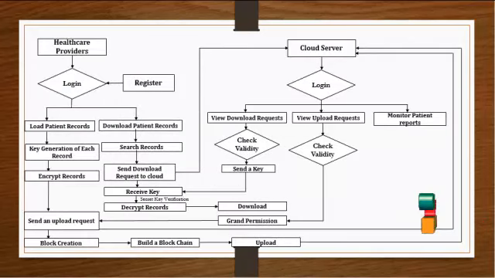Now we are going to see the flow of the project. In this there are two main things, one is healthcare provider and the other is the cloud server. The healthcare provider has the permission to upload and download the files. Healthcare provider registers and logs into the process and loads the patient record. Before loading they have to encrypt the record, so they generate the key for encryption and then encrypt the record and send an upload request to the cloud.